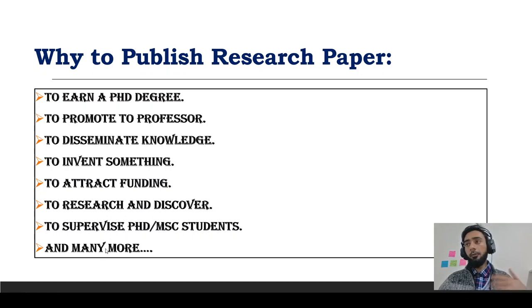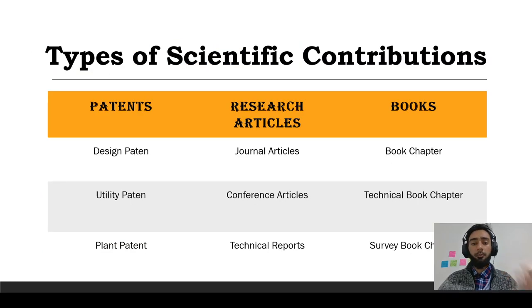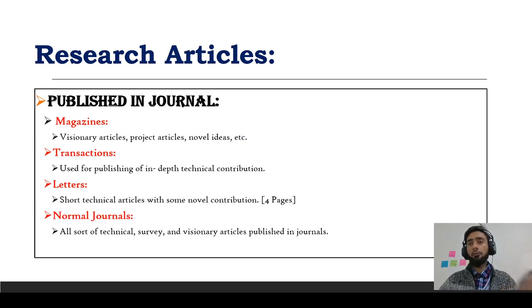So you need to find your reason that why you are going to write a research paper, and then you can choose from that type of contribution that you are doing, like either it is a patent, either it should be a research article, it should be a book, and then you can choose accordingly.